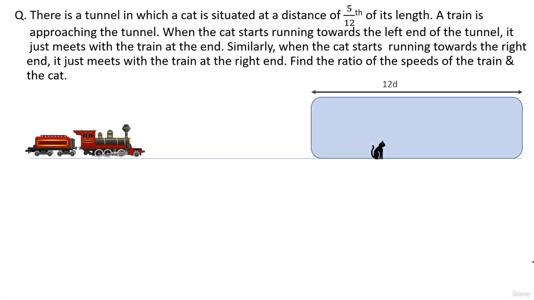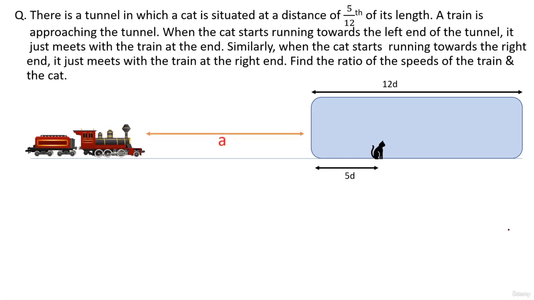So we observe that we assume the total length of the tunnel is basically 12d. It is given that the cat is situated at a distance of 5/12 of its length. So 5/12 of 12d will be 5d. So the distance of the cat from one end is 5d, and from the other end it will automatically be 7d by that logic. Now what do we observe?